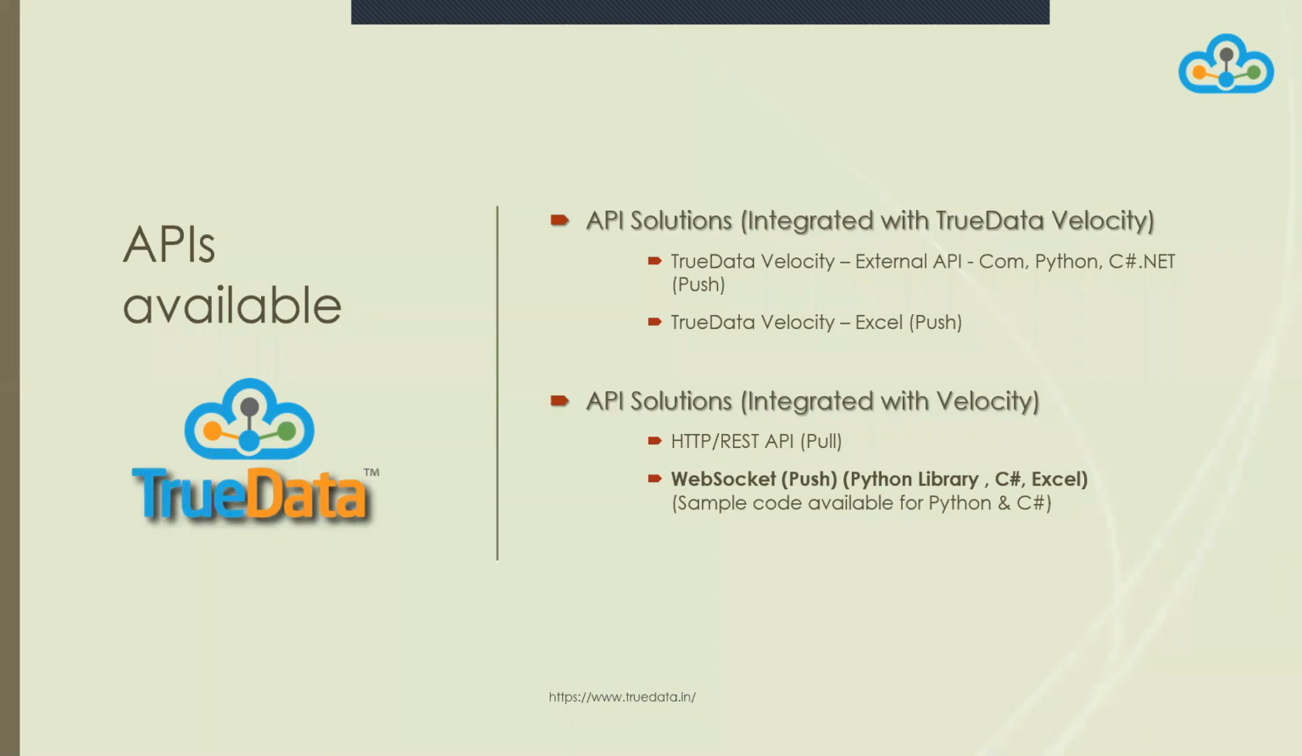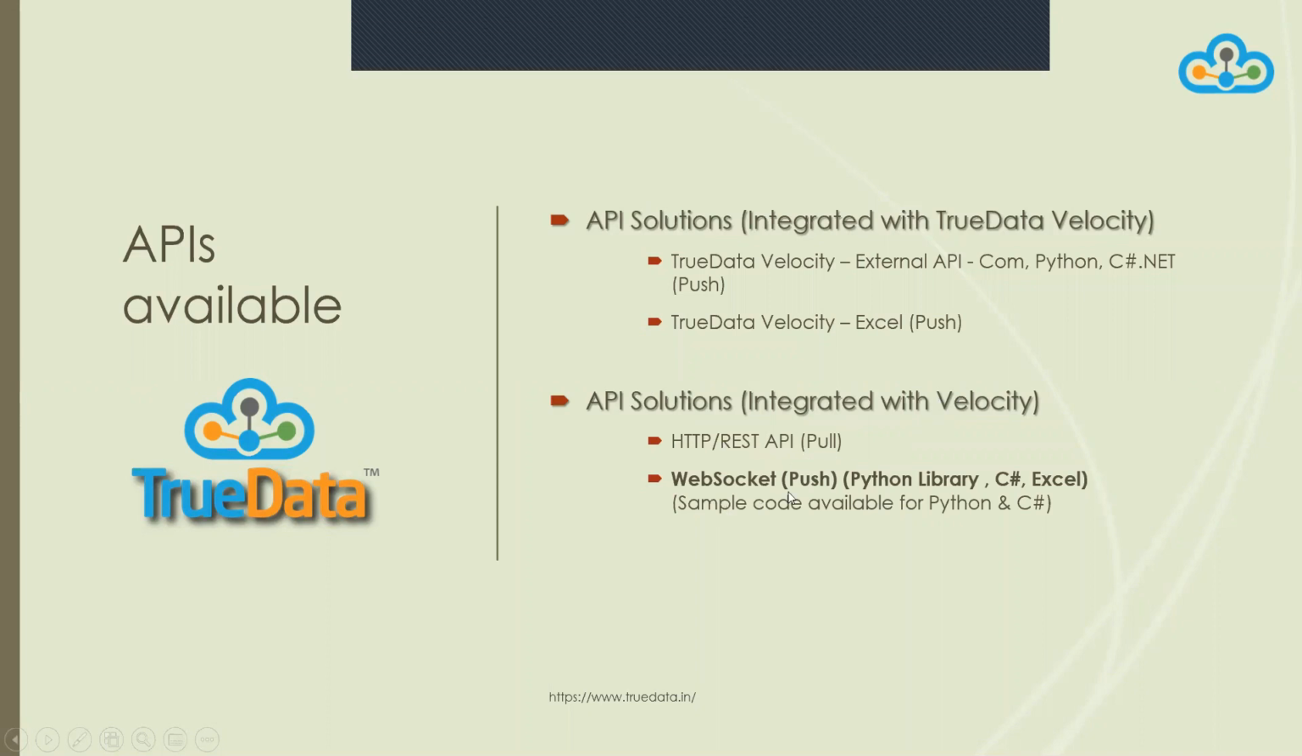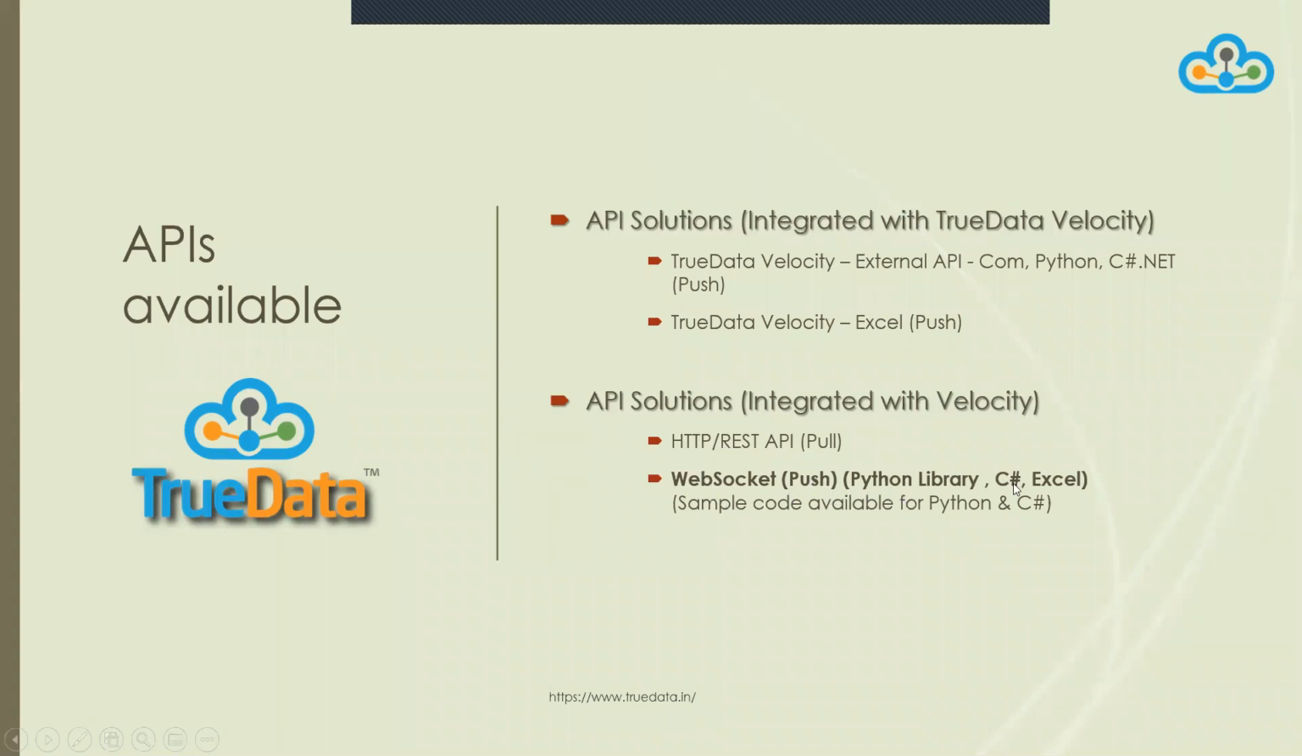Sorry for this typo. This is without Velocity in the lower one. API solutions integrated without Velocity directly. We have an HTTP REST API pull, and we have a WebSocket Python push API, which we are going to talk about. This is the integration which we have with Fires, and so we have a Python library for this also. We have C# sample code and Excel. In Excel also, we will be providing this WebSocket. So if some people are comfortable with Excel, the entire market data could be pushed into Excel and you could take it from there. We also have sample code available for Python and C#.